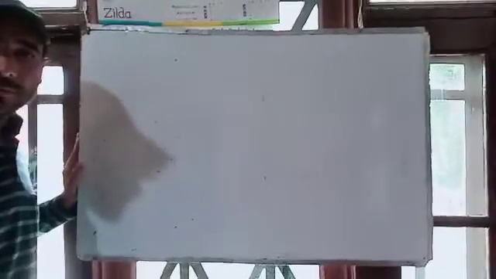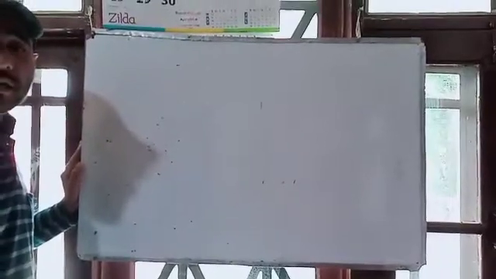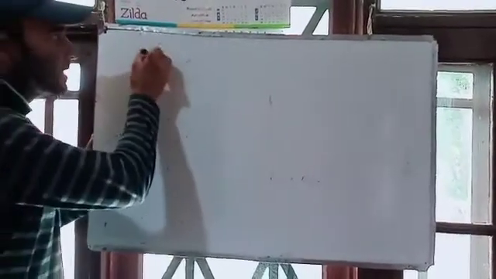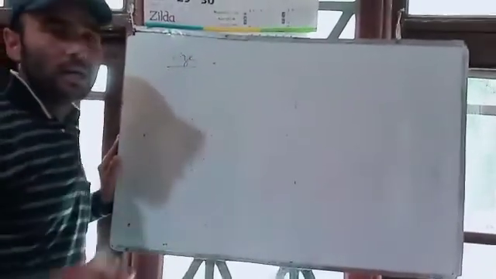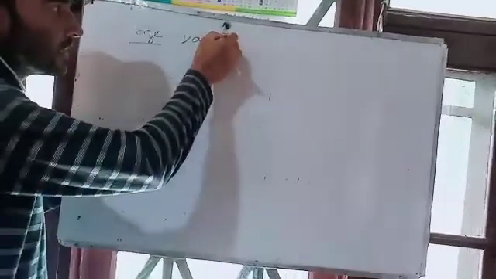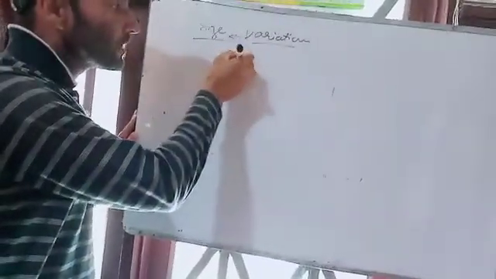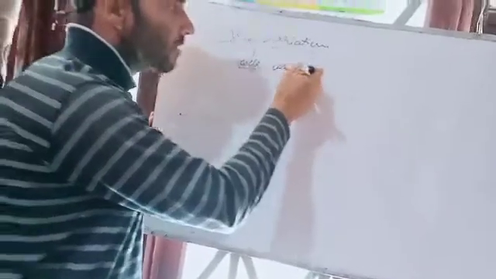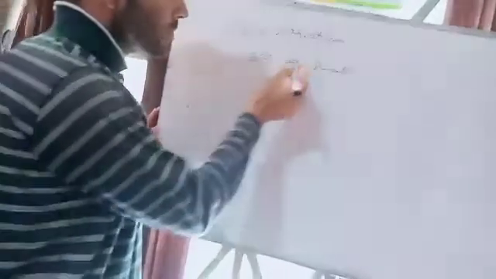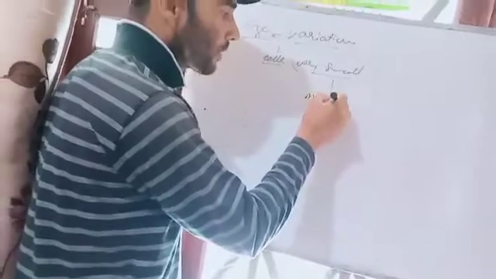Hello, my dear students. Yesterday we left the topic at the variation in the size of cells. In the case of organisms, the size of cells varies. How? Because these cells are very small, not very large. Due to their small size, they can be seen only by microscope.